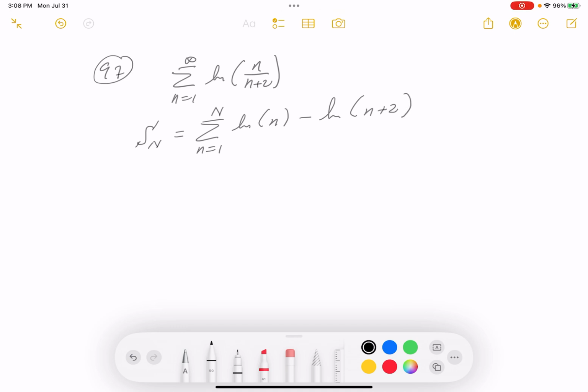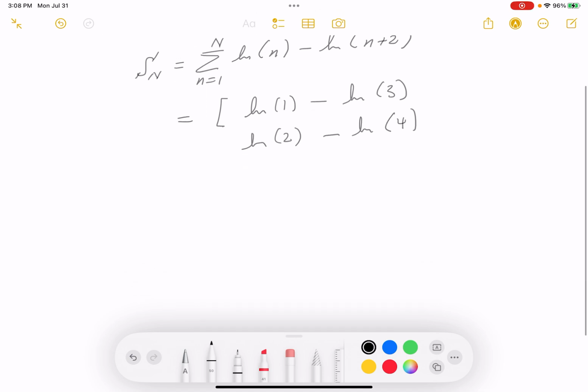And this kind of reminds me of a telescoping series, but let's see what happens. What do you get? Let's write this down. It's going to be natural log of 1 minus the natural log of 3. All right, that's the first one. I'm going to take n as 1. Now I'm going to go to n equals 2. Get the natural log of 2 minus the natural log of 4. We go to the next one. It's going to be natural log of 3 minus the natural log of 5. I think you get the idea over here. What's the next one going to be? Natural log of 4 minus the natural log of, well, let's see, 3, 4, 6.